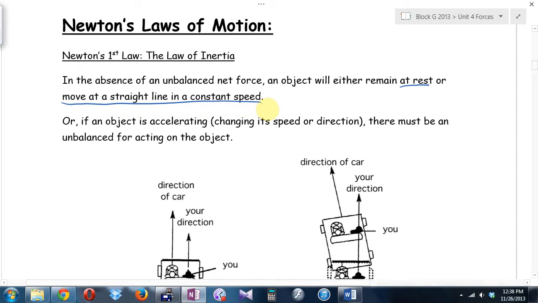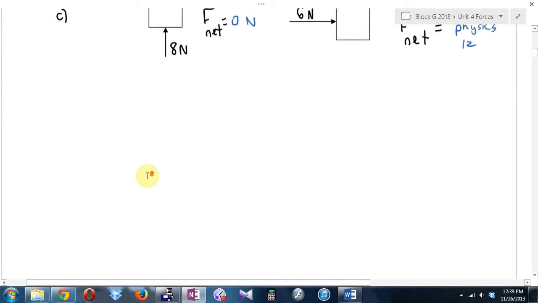If an object is accelerating, and now you know what acceleration means, it means it's changing its speed or it's changing its direction, because acceleration is a vector, there must be an unbalanced force acting on the object. I've got to fix that, change that word to force. Say what? Let me clear that up. So write that down and then look up for a bit.